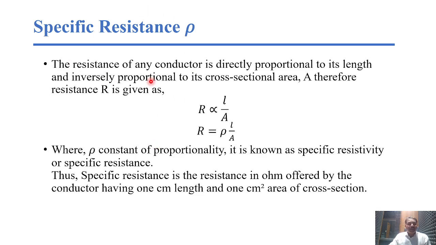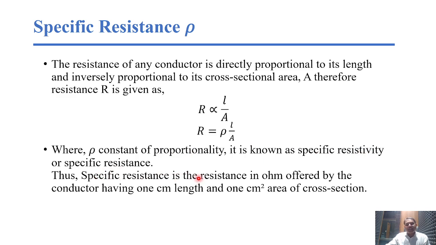Then what is meant by specific resistance? Its symbol is rho. The resistance of any conductor is directly proportional to its length L and inversely proportional to its cross-sectional area A. Therefore, R is directly proportional to the length of the conductor and inversely proportional to the area of the conductor. Therefore, R is equal to rho into L by A, where rho is the constant of proportionality, and it is known as the specific resistance of the conductor.